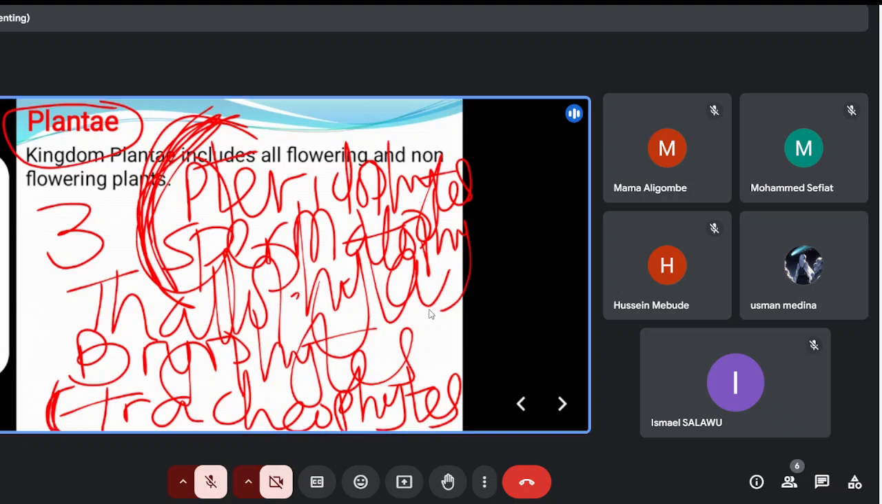Now, why are these last two divisions grouped under tracheophyte? It is because they are a group of plants with vascular bundles. Hello? Medina? Yes, ma'am. Ma'am, please can you repeat that? I said, what about the tracheophyte? They are a group of plants with vascular bundles. Now, if I say vascular bundles, what does that mean? You've heard of vascular bundles in plants before, right?